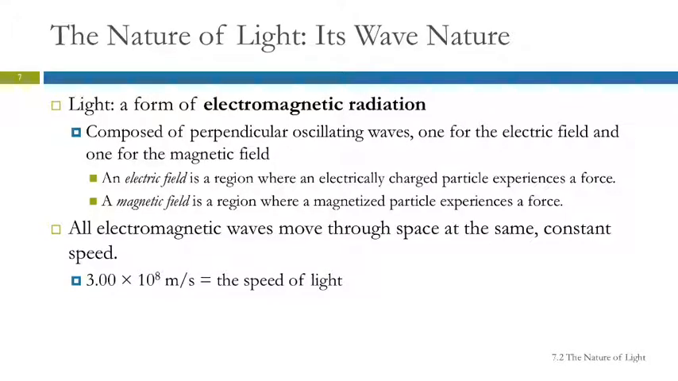So we're going to learn a little bit about physics in this chapter. We need to talk about light. Light is a form of electromagnetic radiation. It's composed of perpendicular oscillating waves. There's an electric field and a magnetic field. An electric field is a region in which an electrically charged particle experiences a force. A magnetic field is a region where a magnetized particle experiences a force.